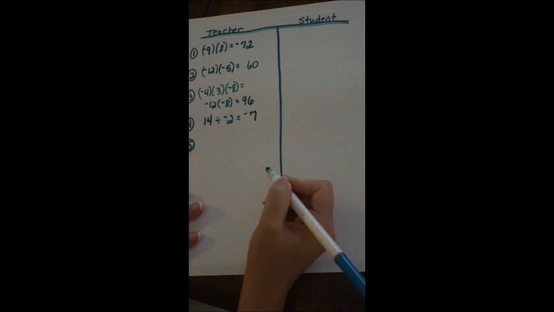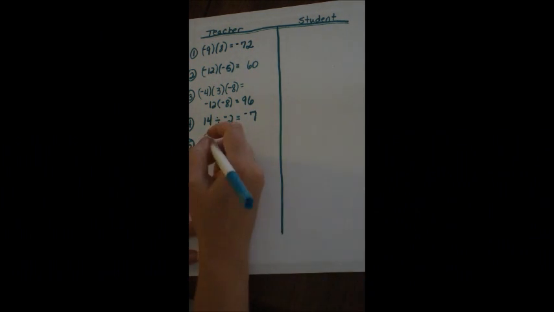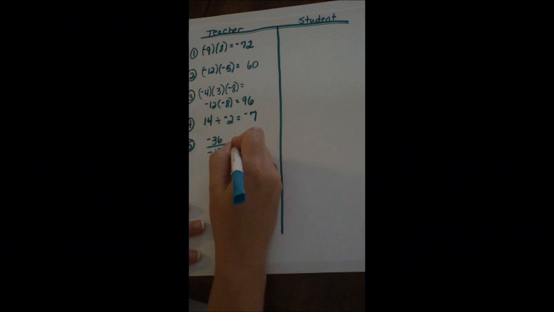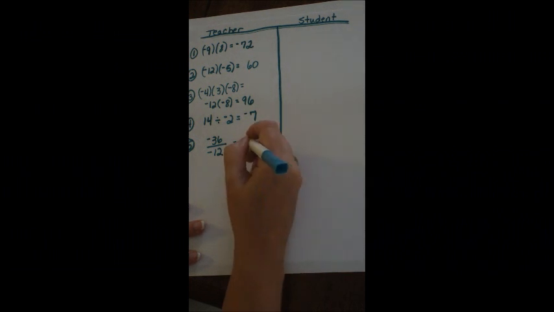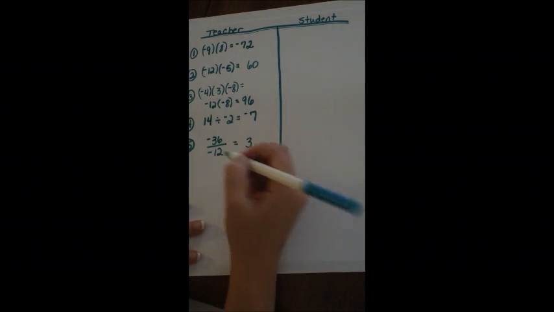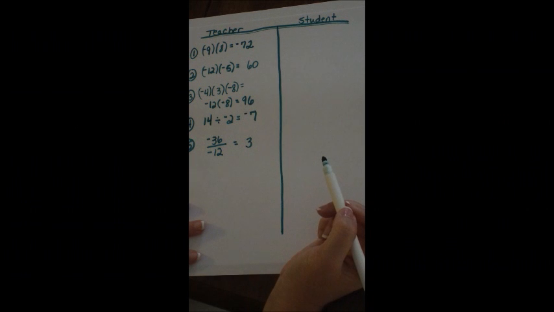Another way that you might see division shown is through fractions. So let's say I've got -36 divided by -12. Fractions show division, so this is just a division problem. This is 36 divided by 12, which is 3. They're both negative, the signs are the same, so my answer is going to be positive.